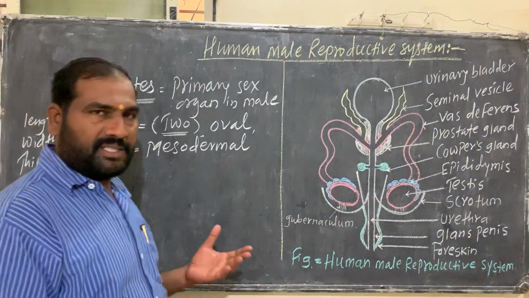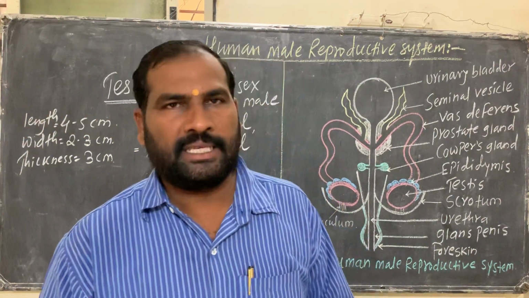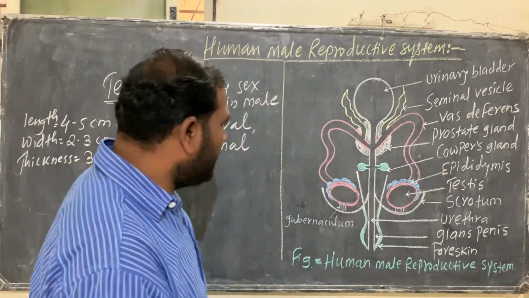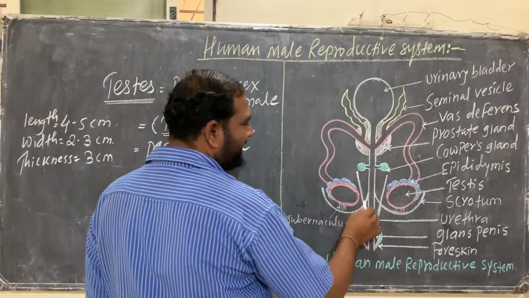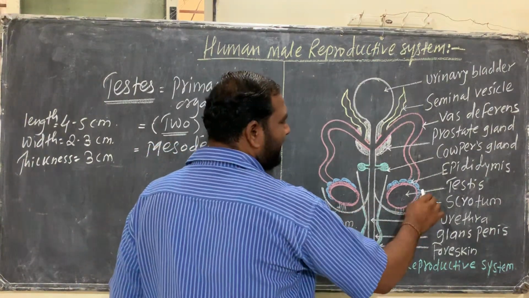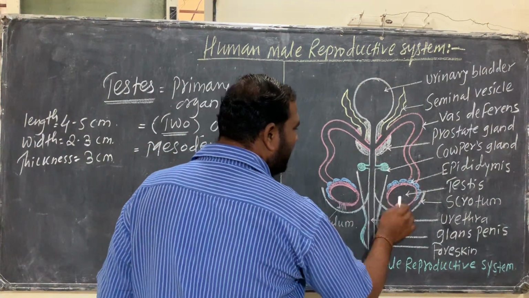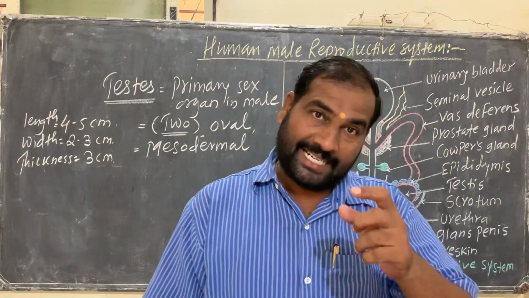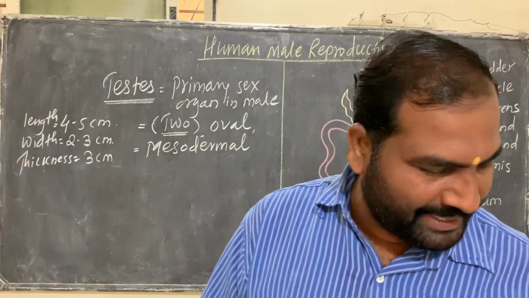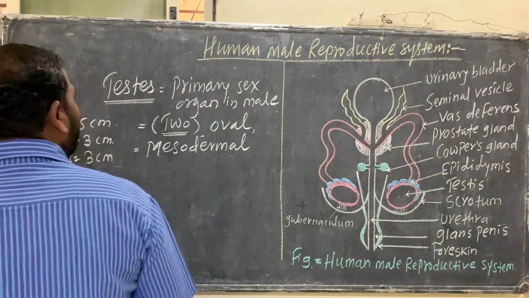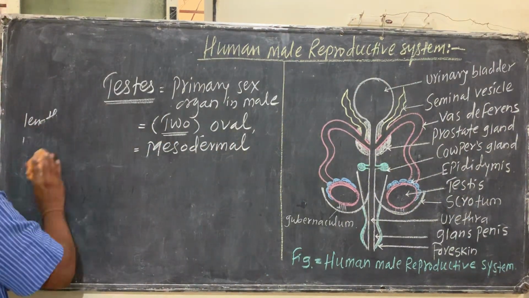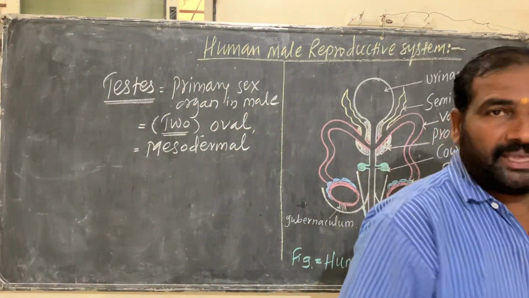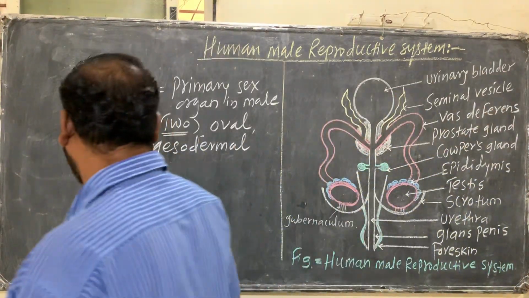Then where are the testes located? Testes are located in the scrotum. See here, this is the pouch-like structure, and in that pouch-like structure the testes are present. In an embryonic condition, in an early stage of development, the testes are present in the abdominal cavity.